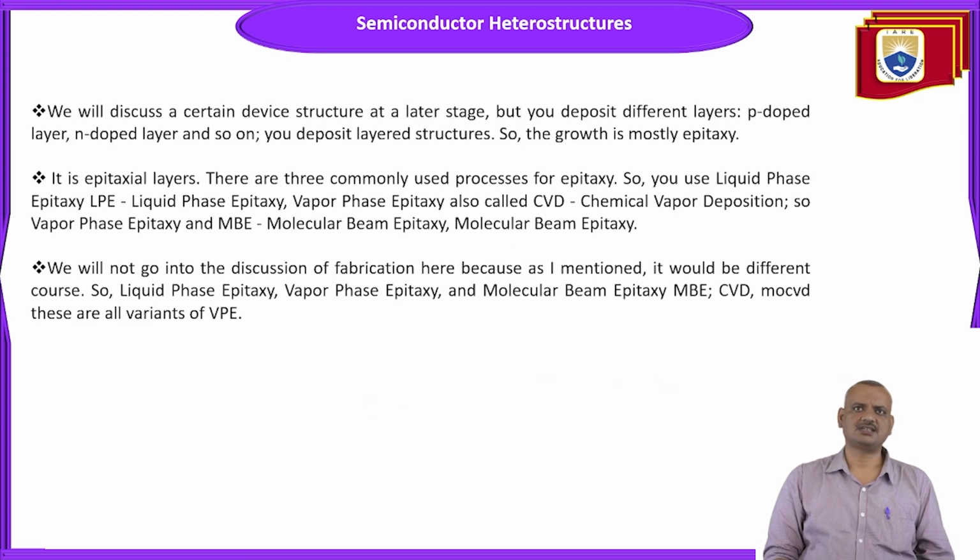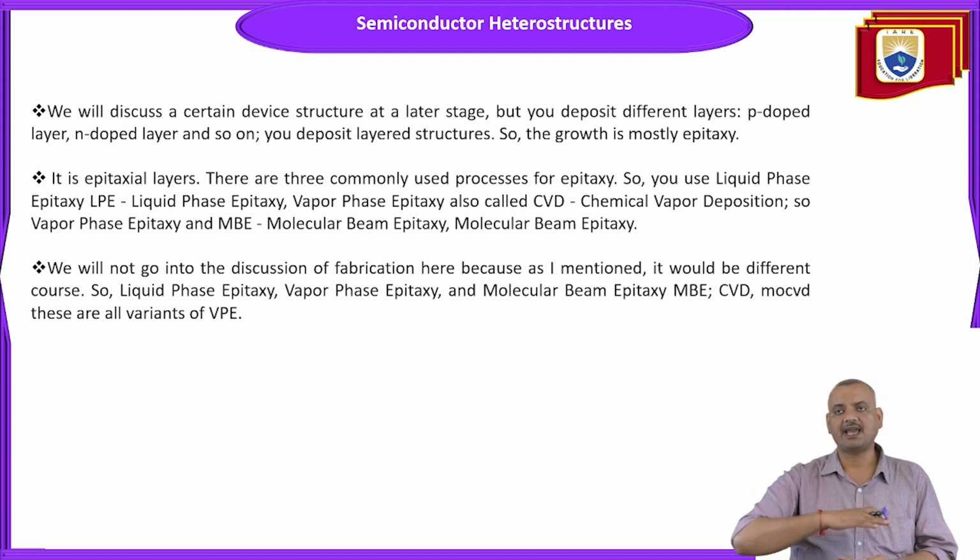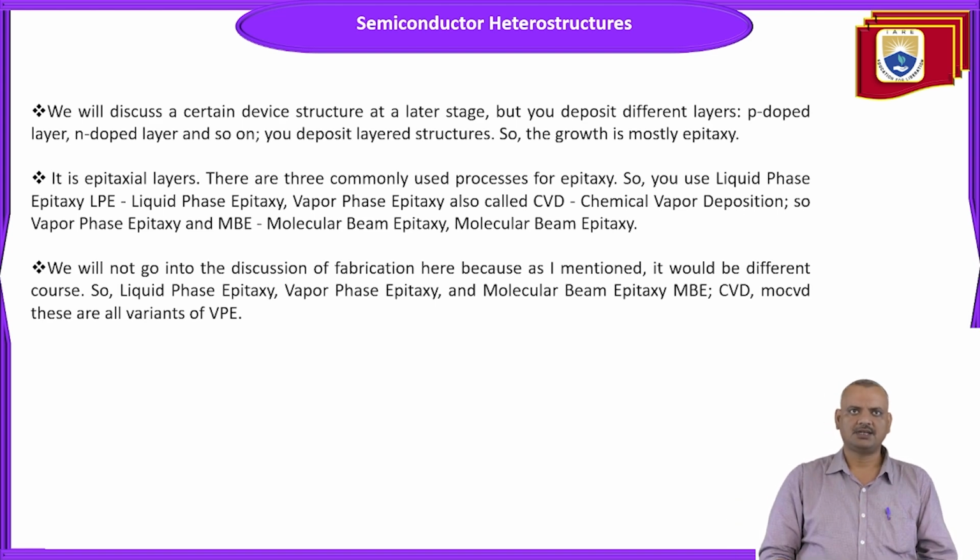We will discuss certain device structures at a later stage, but you deposit different layers, p-doped layer, n-doped layer, and so on. You deposit a layer structure, so the growth is known as epitaxial growth. It is an epitaxial layer. There are three commonly used processes for epitaxy: how you can grow the epitaxial layer over the substrate.